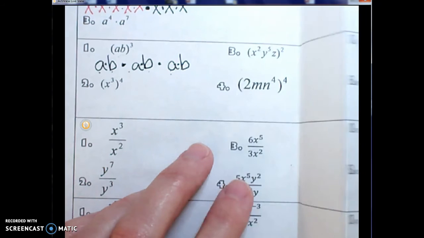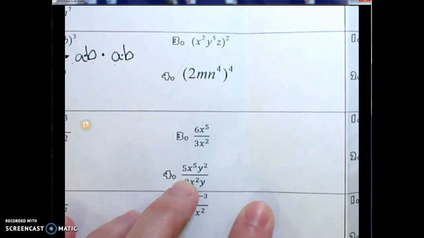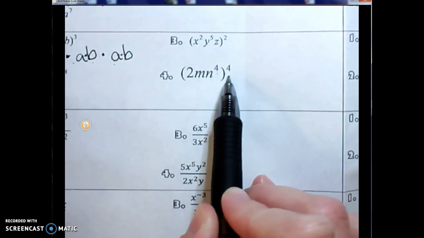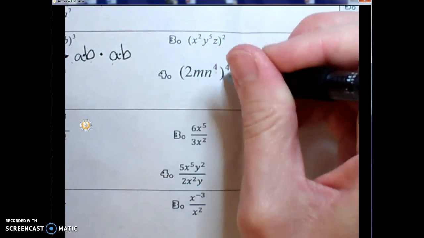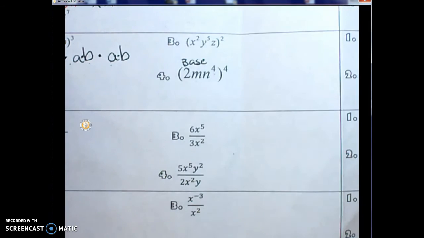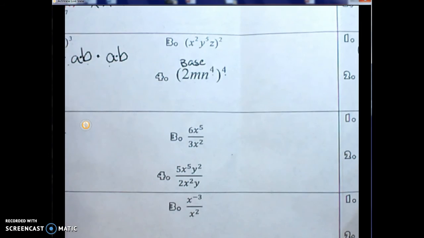Okay, let's look at problem number 4. A little more challenging. Here we have 2mn to the 4th power, all raised to the 4th power. So our parentheses are telling us that we have our base. Our base in this case is 2mn to the 4th power. The exponent on the outside is telling us to write this base how many times? 4 times. So I'm going to list out my base 4 times.